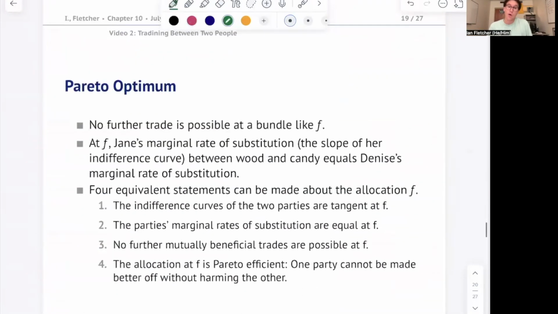And so no further trade is possible at a bundle like F. At F, Jane's marginal rate of substitution, so the slope of her indifference curve, between Wood and Candy is going to be equal to Denise's marginal rate of substitution as well. And so four equivalent statements can be made about the allocation F. The first is that indifference curves of the two parties are tangent at F. The parties' marginal rates of substitution are equal at F. No further mutually beneficial trades are possible at F, and the allocation at F is Pareto efficient. So one party cannot be made better off without harming the other.